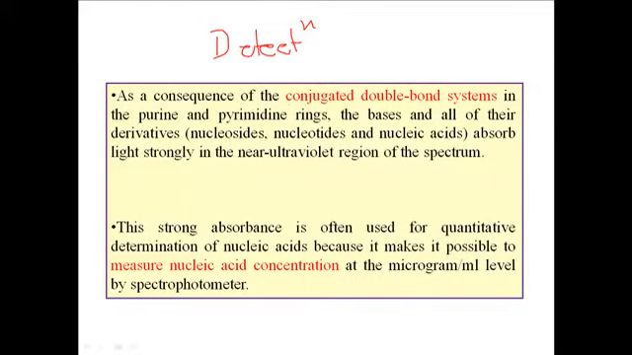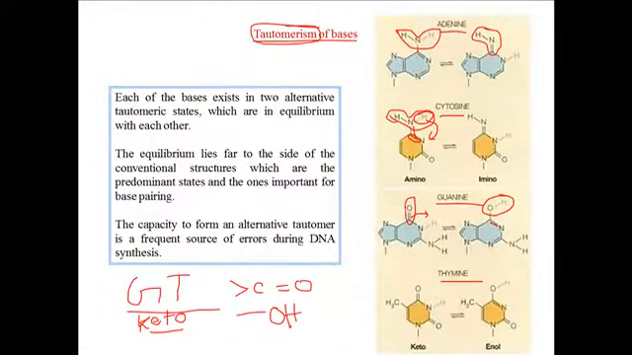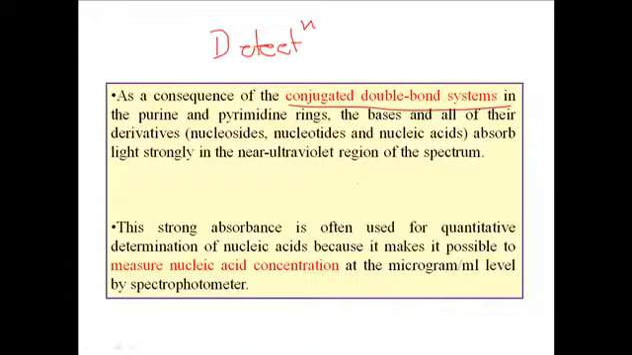As a consequence of this conjugated double bond system, as we have seen in all these cases, in case of this keto, the conjugated double bond system means the double bond system with N and C. These double bonds are called conjugated double bonds, and as this conjugated double bond is present in purine and pyrimidine rings, the bases and all of their derivatives, meaning the nucleosides, nucleotides, and nucleic acids, can absorb strong light in the near ultraviolet region of the light. That means they can absorb that light.